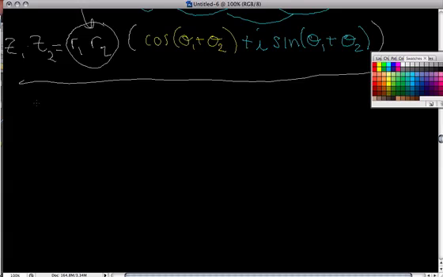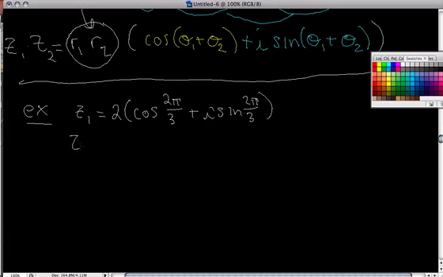Okay. So the example given in the notes is we've got two complex numbers: z sub 1, which is 2 times cosine 2 pi over 3 plus i sine 2 pi over 3, and our second complex number, 8 cosine 11 pi over 6 plus i sine 11 pi over 6. Okay, we want to multiply these two.